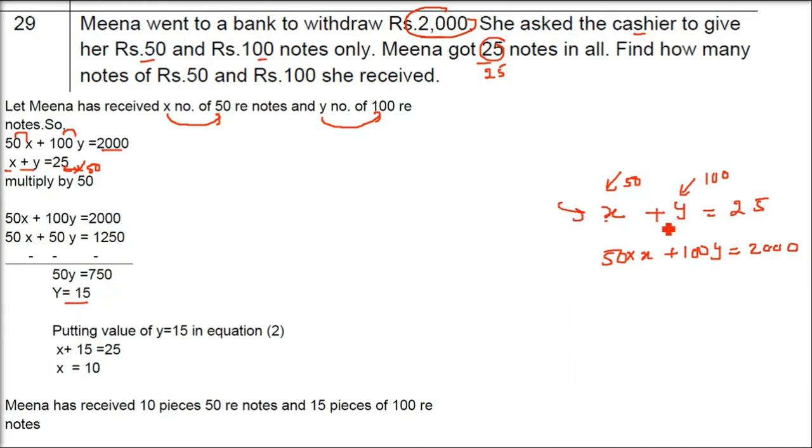And put it here, X will be what? 25 minus 15, so X is 10. So Meena has received 10 pieces of 50 rupee notes and 15 pieces of 100 rupee notes.